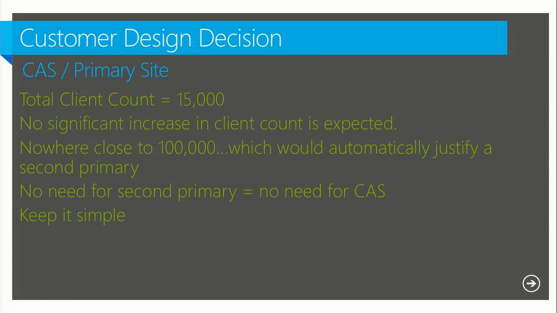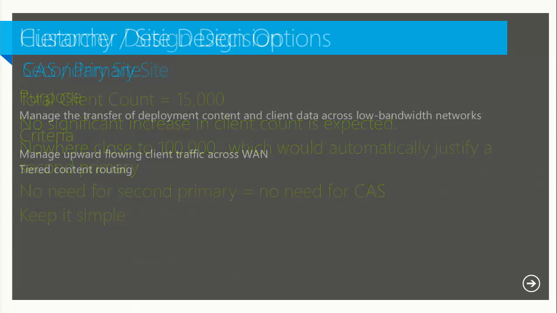In my customer's situation, my case study customer, there were 15,000 clients and they did not expect significant growth. Therefore, they did not need a primary. Therefore, they did not need a CAS. Moral of the story is, let's keep it simple. And that's what they did. They have a single primary. So instead of 25, they have one primary.